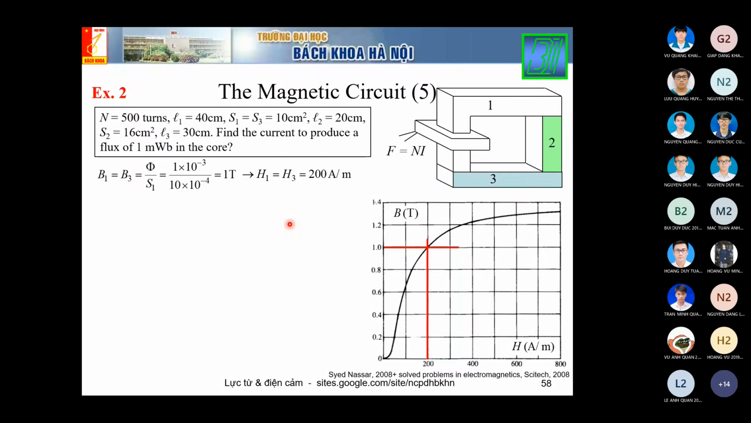Okay, so that was the story about number 1 and number 3. Now we turn our attention to number 2. B2 is phi over S2, and we got this. And once again, from B2 here, we can find H2.